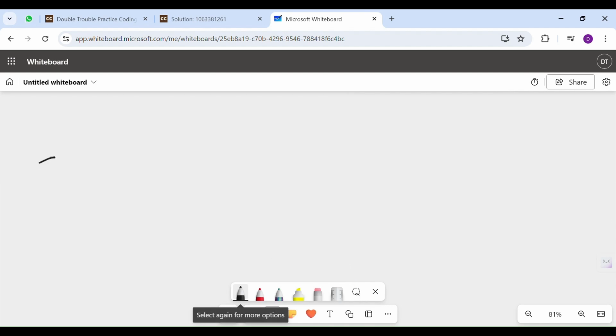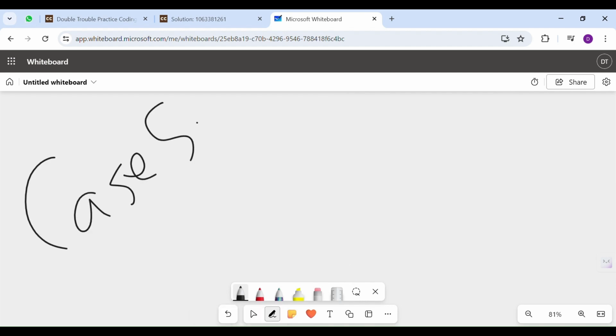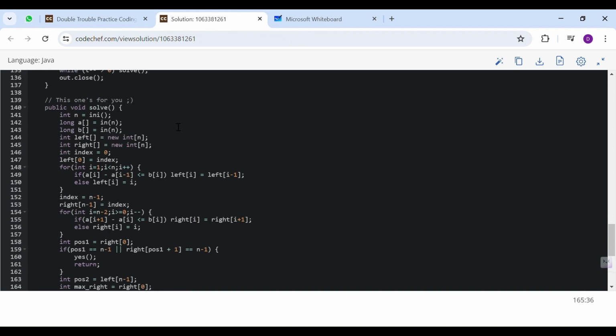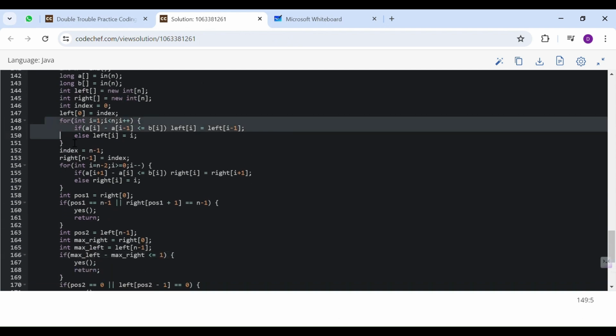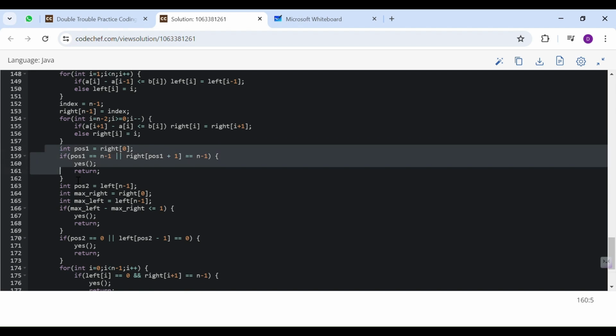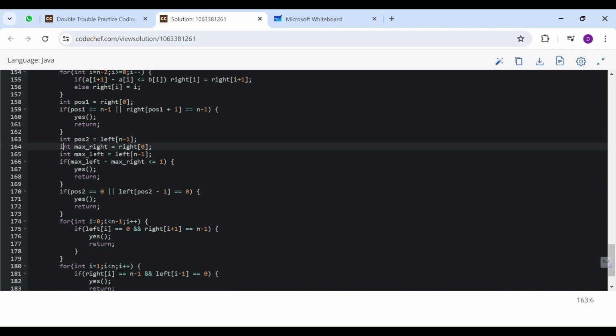Now, the last case, case 5. If your code has reached up to this point and it still hasn't found an answer, just directly print no and end the program. That's all you have to do. So, here is my calculation of the left array, calculation of my right array. This is both right operations. This is right of 0 and left of n minus 1. I need basically both differences to be less than or equal to 1.